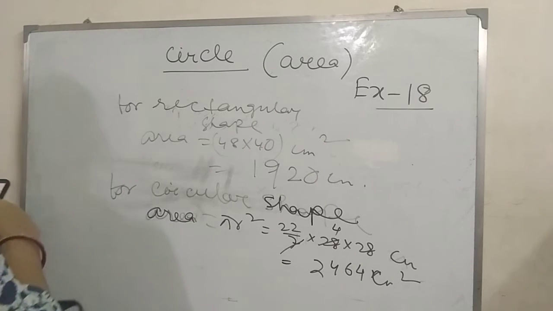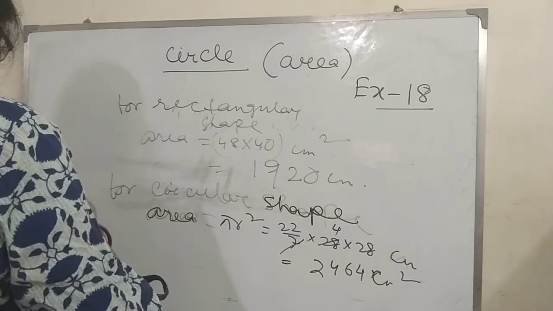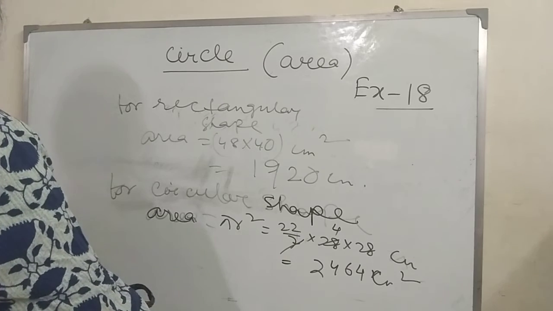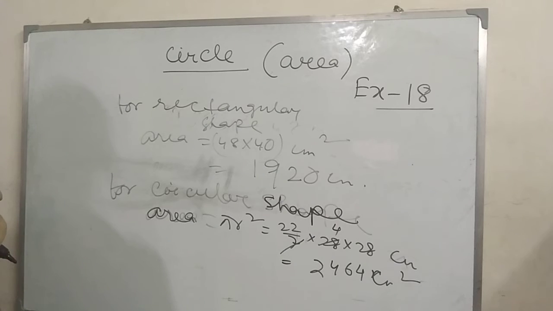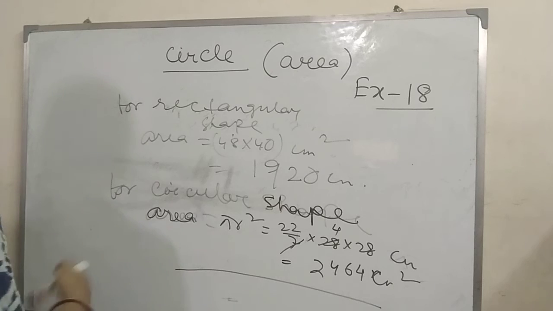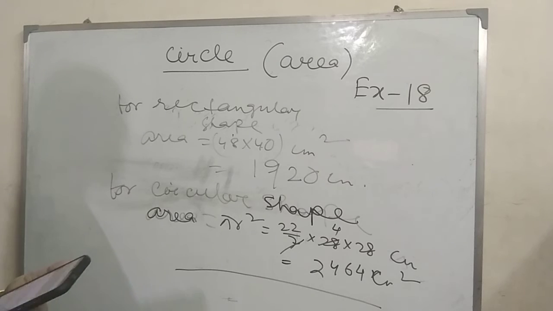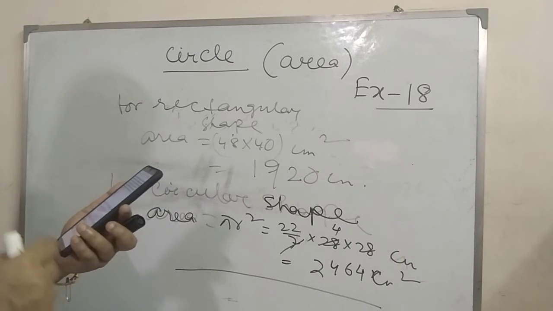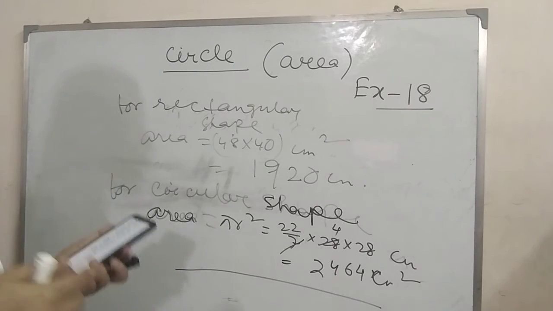Since the area enclosed by the circular shape is greater, so the maximum area. The question was to calculate which will cover maximum place between the rectangle drawn by Sumit and the circle drawn by Reba. This area is greater than this area, so the area of the circular region is greater than the area of the rectangular region. That means the maximum area is covered by the circle, that means Reba.